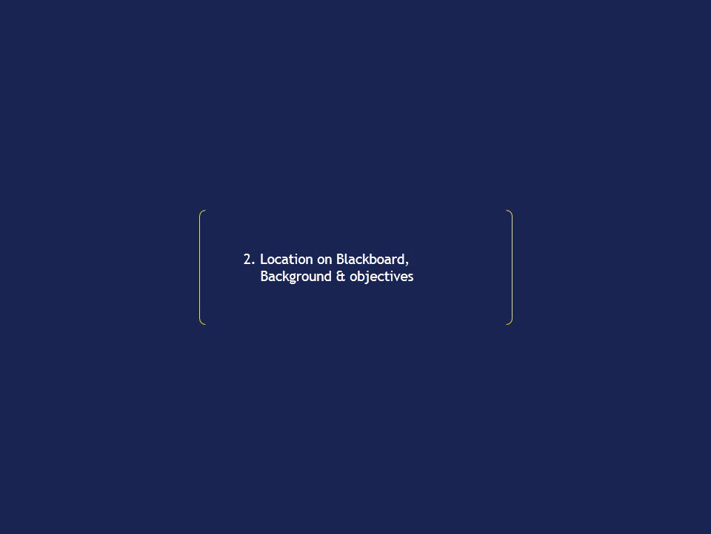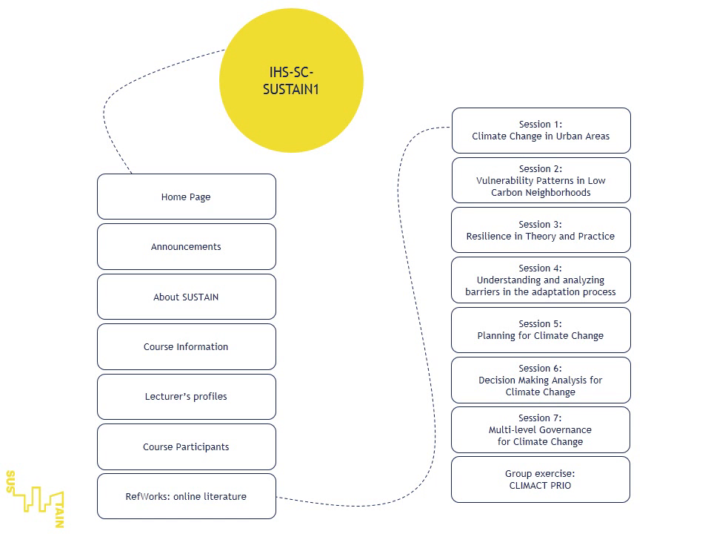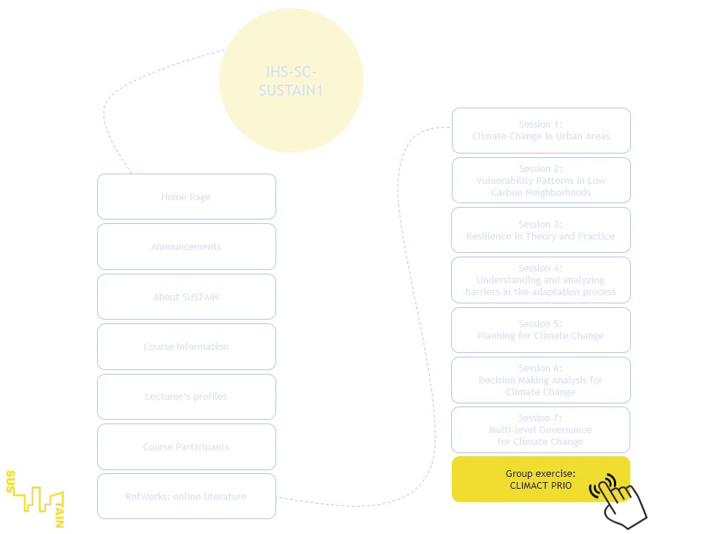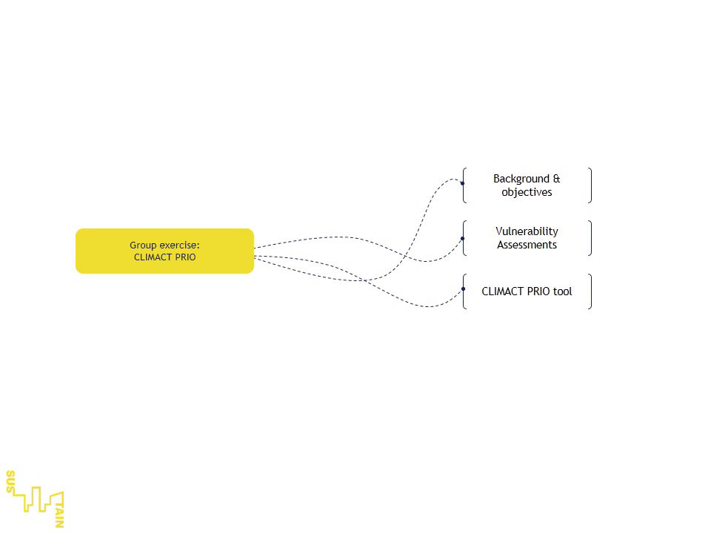A quick guide on how to find the group exercise on decision making on Blackboard. On the Blackboard page for Sustained e-learning course on climate resilient urban development, you will find on the left-hand side the link to the group exercise. Click the link to go inside the group exercise for CLIMACT PRIO. This page contains information about the background and objectives, a section on vulnerability assessments, as well as the links for the CLIMACT PRIO tool on Google Drive.